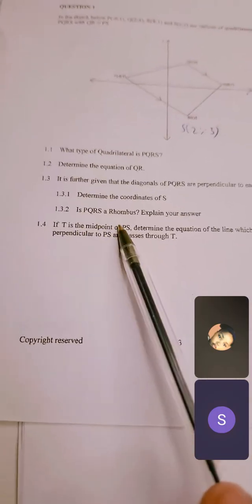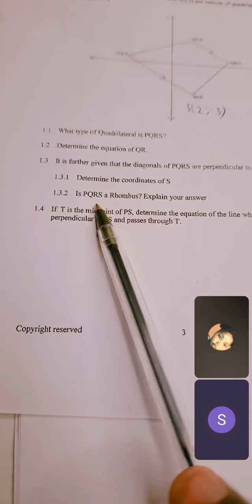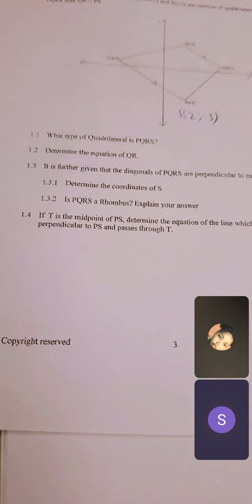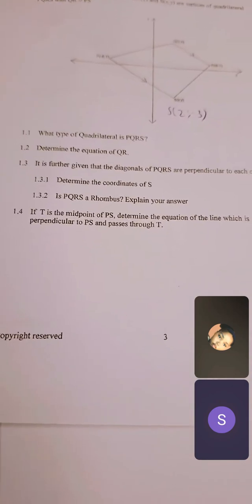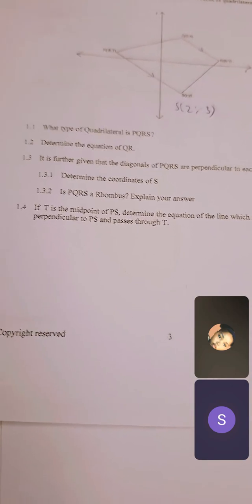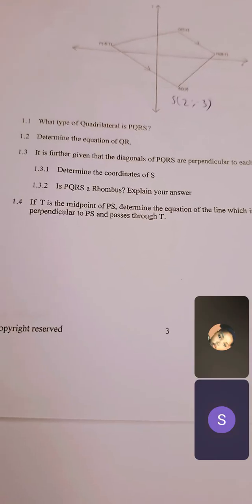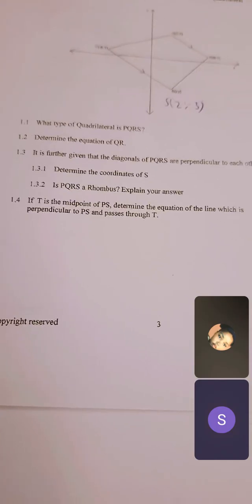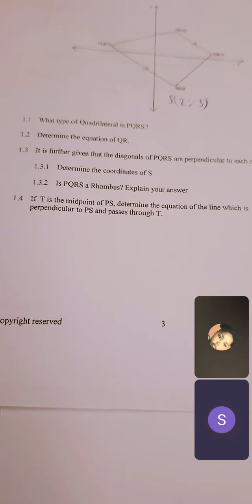Okay. So this one, is PQR a rhombus? No. Why? Diagonals do not bisect at 90. They are perpendicular, but it's just that they don't bisect. So therefore we can't say it's a rhombus.